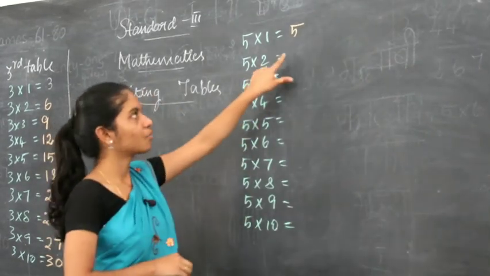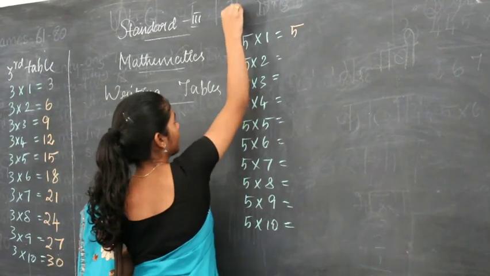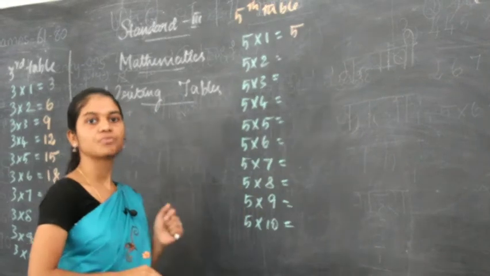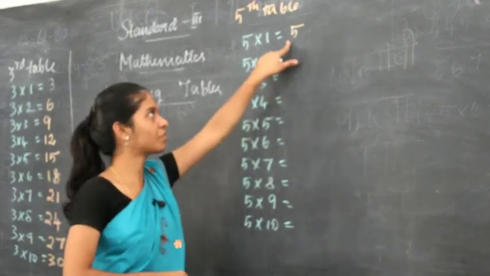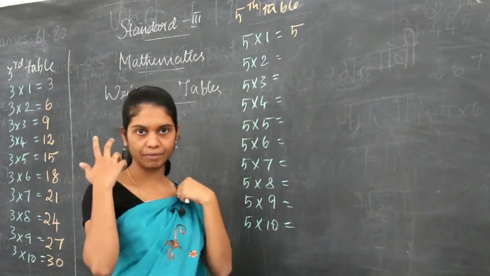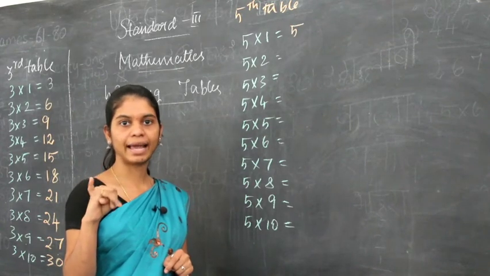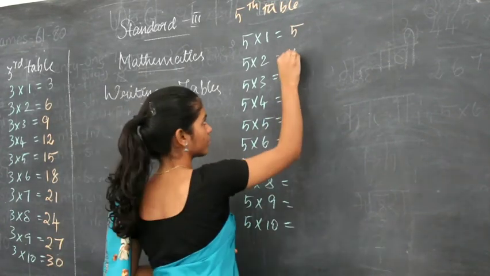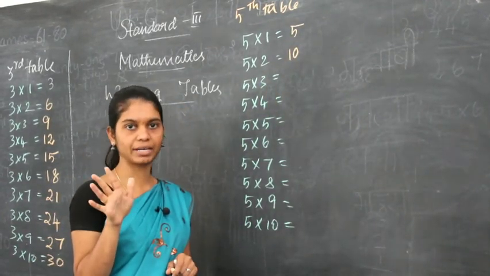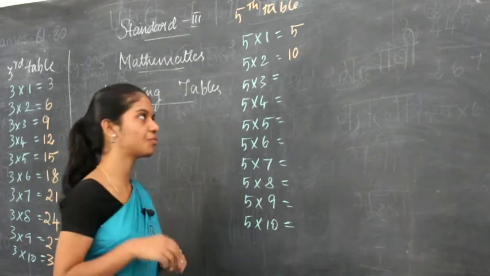Next one. For the next, what you should do? You should add this, since this is a 5th table, you should start adding 5 to each number. So from the first number, you should add 5 to that number. So you got 5 here. So 5 in your mind, 5 in your finger. After 5, 6, 7, 8, 9 and 10. Here you got 10. So 10 in your mind, again 5 in your finger. After 10, 11, 12, 13, 14 and 15.